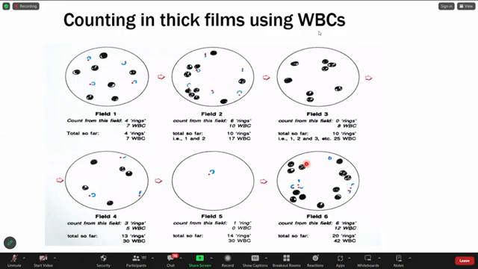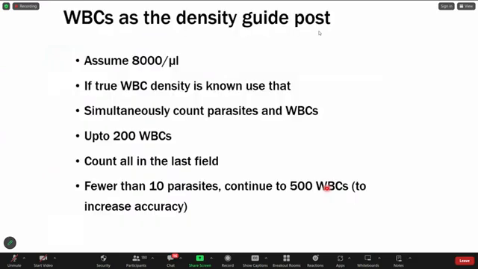If you are reporting per 200 WBCs, you stop there and record that this number of parasites per 200 WBCs. Then there is a situation where you reach 200 WBCs, but the parasites are less than 10. If you reach 200 WBCs and the parasites are less than 10, it is advisable that you continue counting until the WBC total count has reached 500. Then you report the number of parasites seen per 500 WBCs.